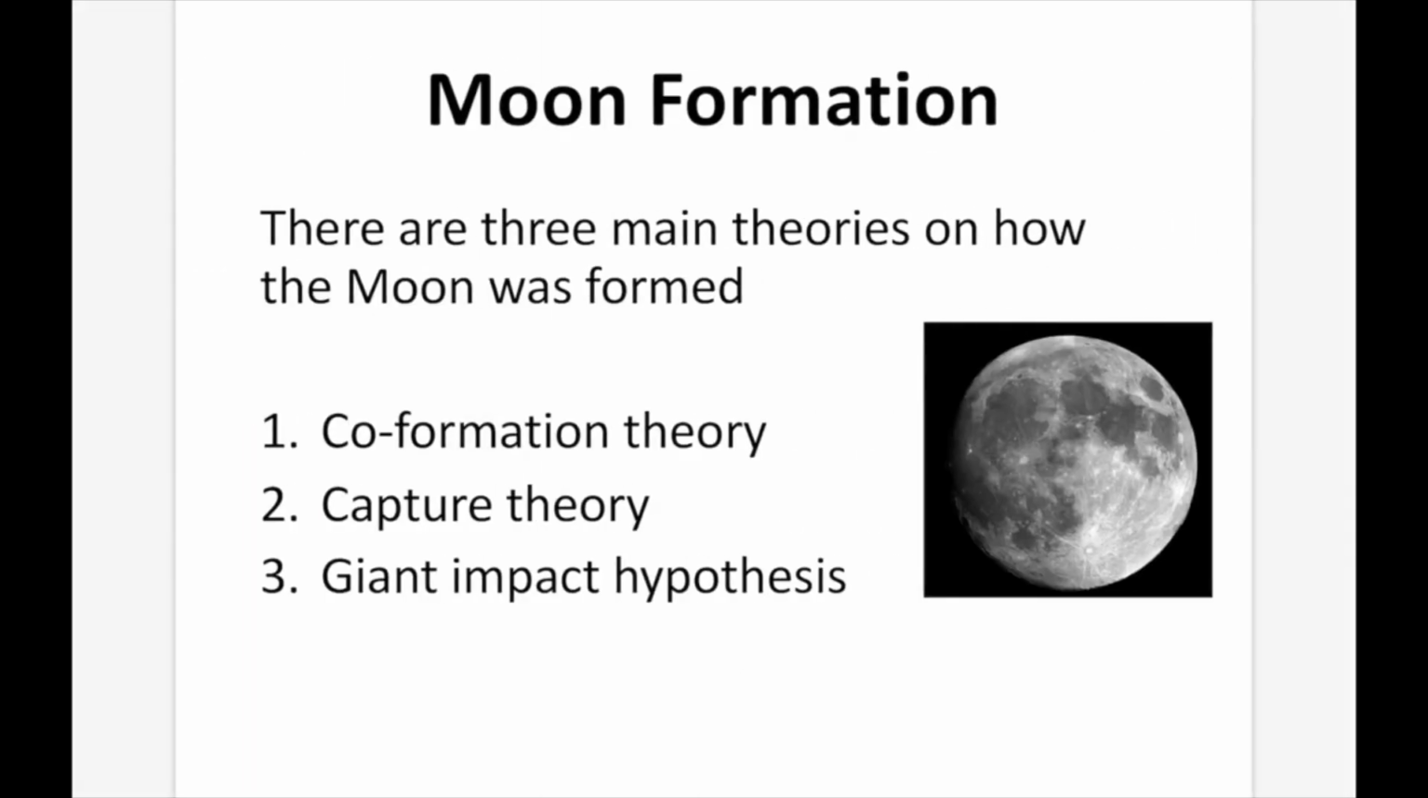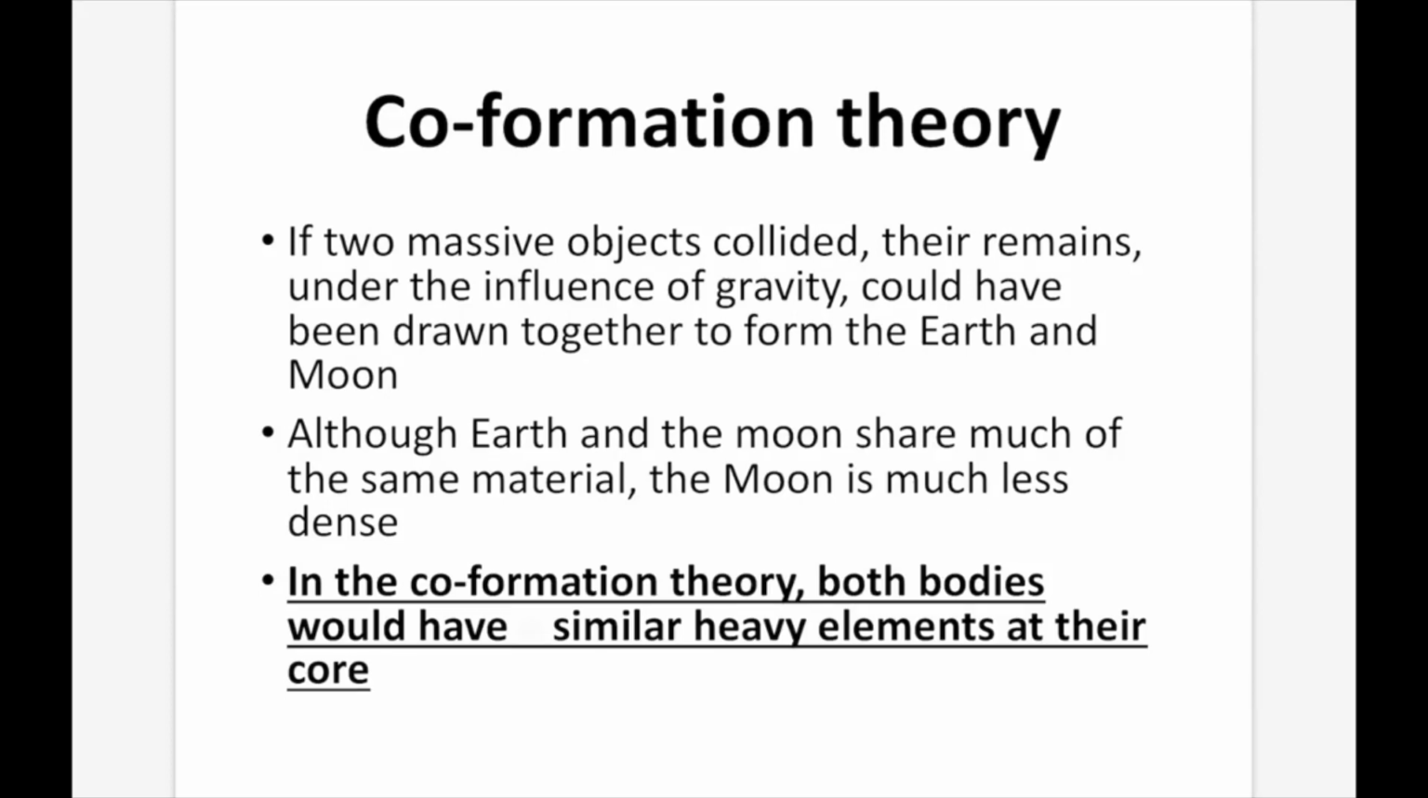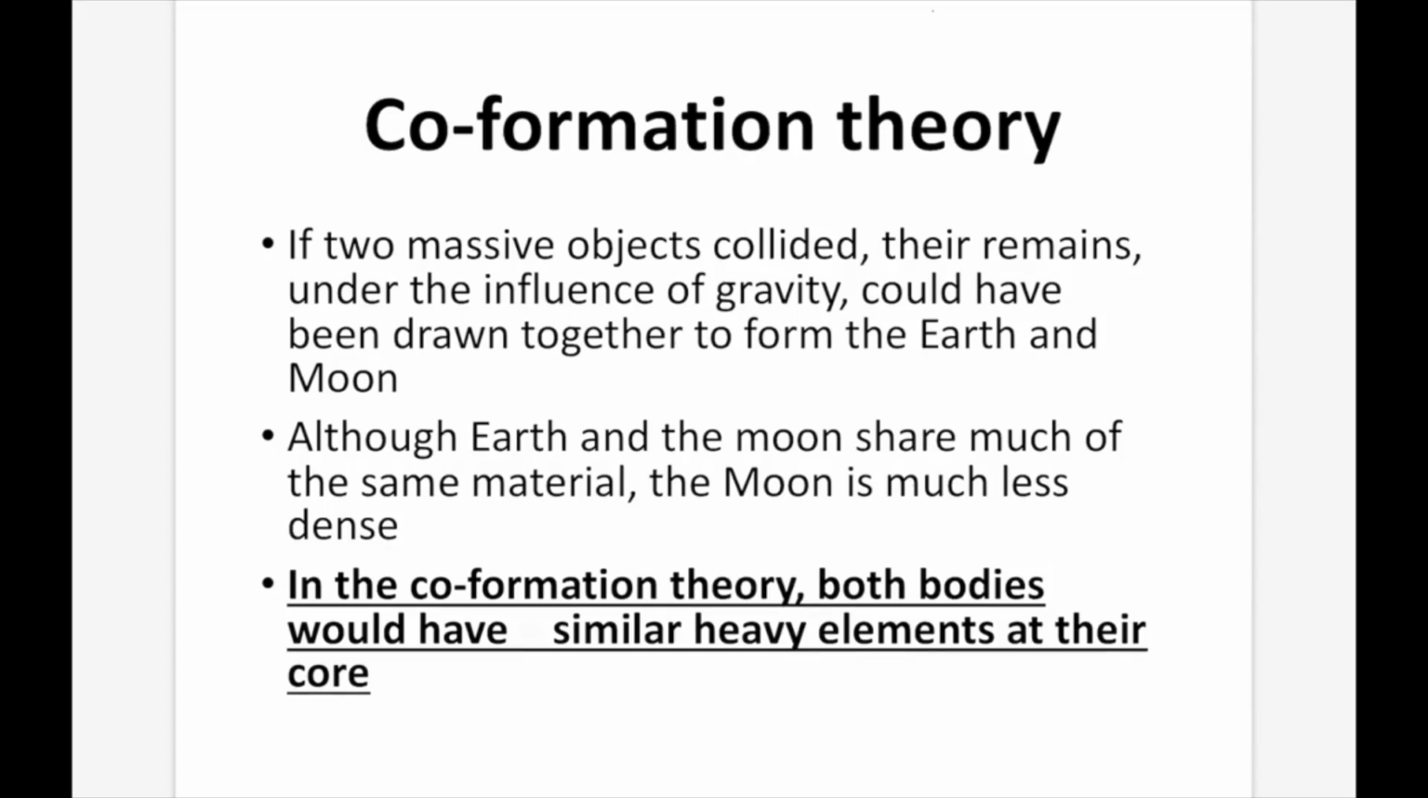Moon formation. There are three main theories on how the moon was formed: the co-formation theory, the capture theory, and the giant impact hypothesis. Number one, co-formation theory. If two massive objects collided, the remains under the influence of gravity could have been drawn together to form the Earth and the moon. So if you have a very large object and another very large object and they smash together, you're going to get a huge explosion, a whole bunch of debris everywhere, and eventually that debris is going to form into the Earth and the moon.